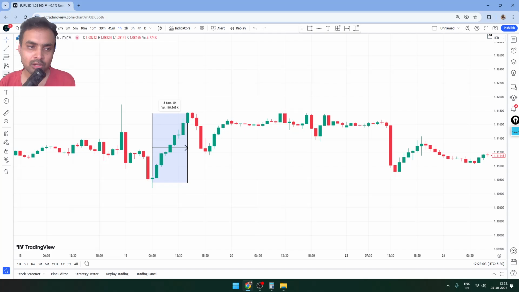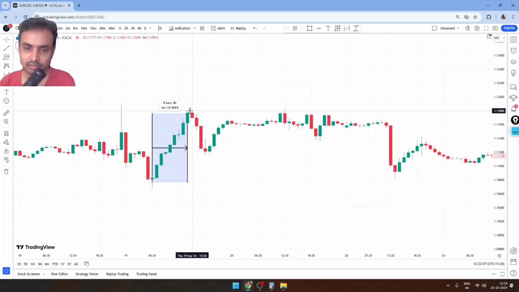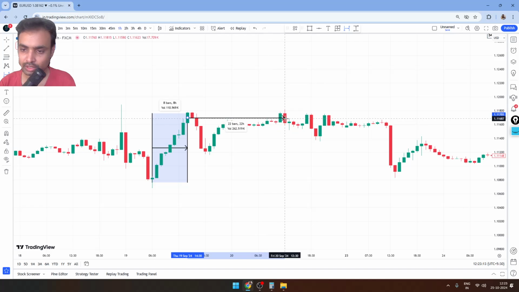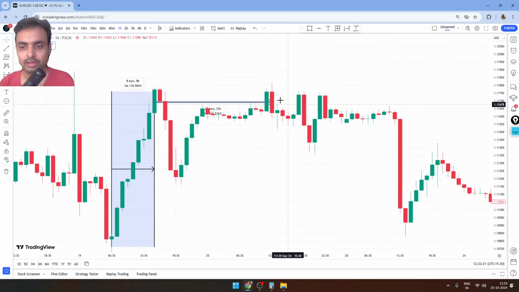Take one more tool, the date range tool. Click this. From the high, measure 23 bars. 18, 21, 22, 23. 23 or 21, 22, whatever. So you can see this is the 22nd bar, and the next one is the 23rd bar.